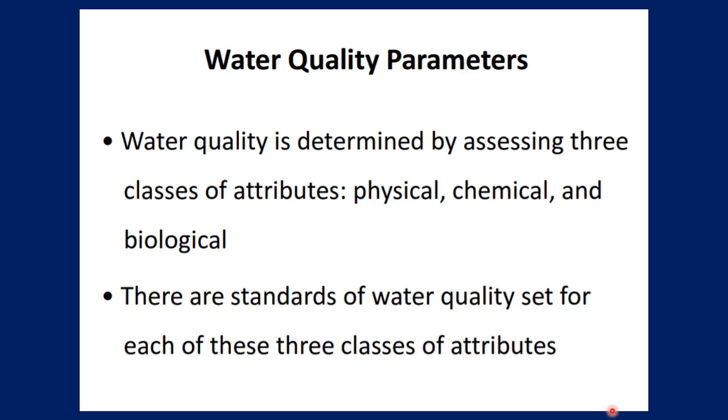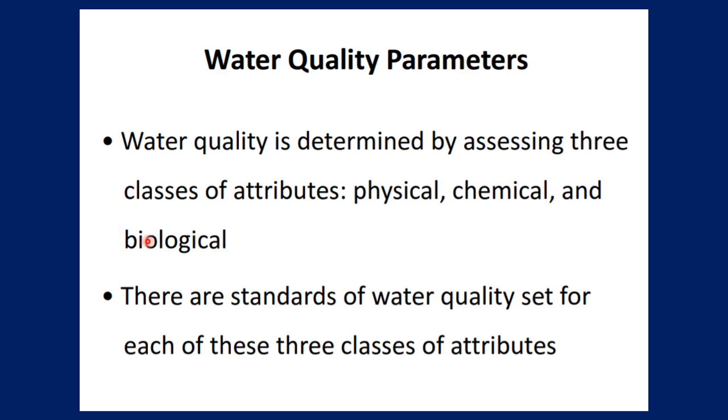Now, somewhere in the earlier slide, we said that only 0.7% of the water is available for human usage, out of which you have dirty water, you have water which is beyond usage, can't even think of drinking, forget about other activities. So there are water quality parameters which we need to look at. The water quality is determined by assessing three classes of attributes. One is physical characteristic, chemical characteristic, and biological characteristics.